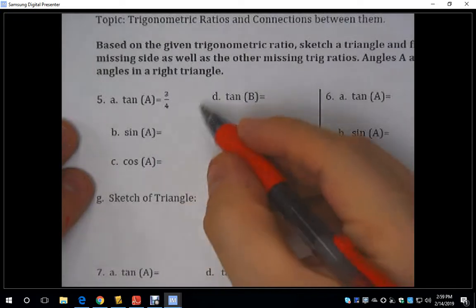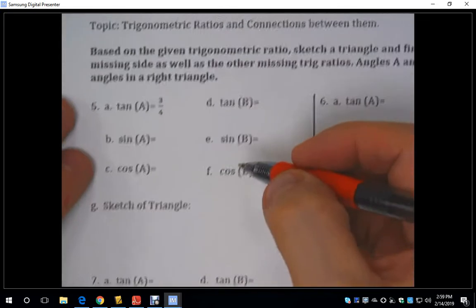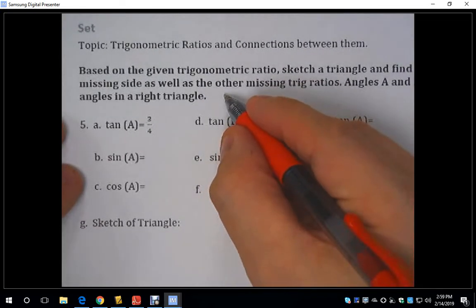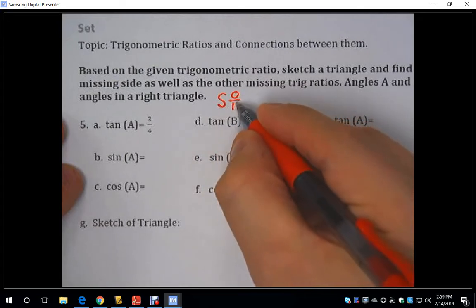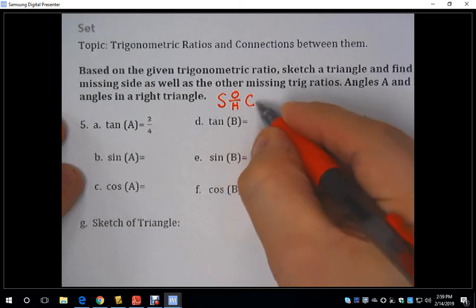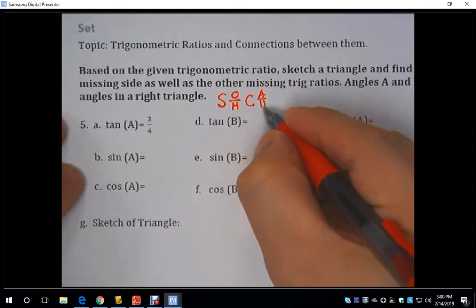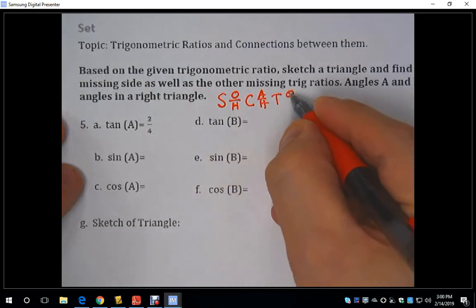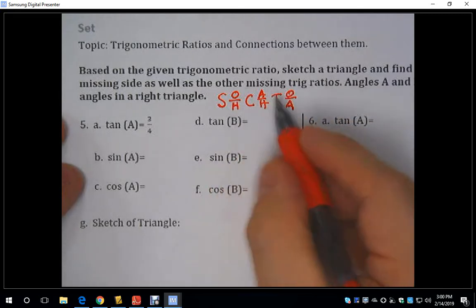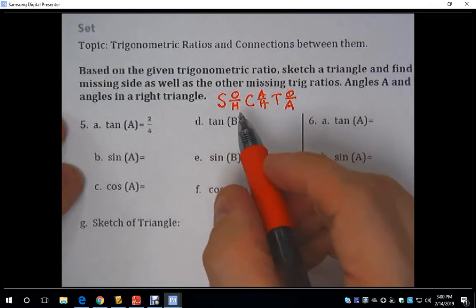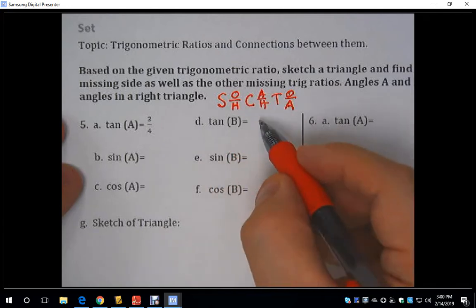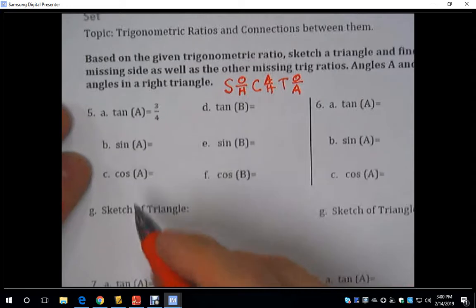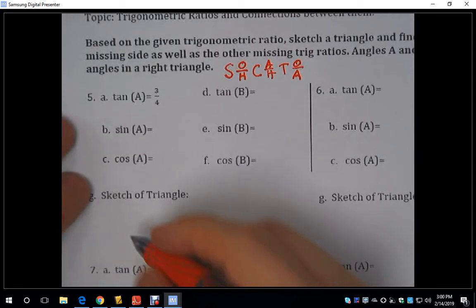All right, so we're dealing with all of the trig ratios, so we should probably remember that sine of our angle is opposite over hypotenuse, cosine of some angle is adjacent over hypotenuse, and tangent of an angle is opposite over adjacent. These are pretty critical, and we can remember all these trig ratios by using the acronym SOHCAHTOA. So I'm going to go ahead and sketch my right triangle.